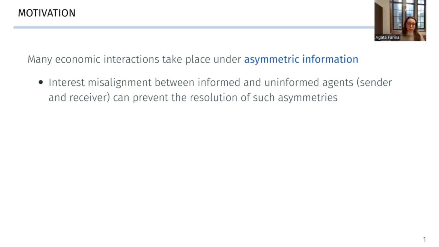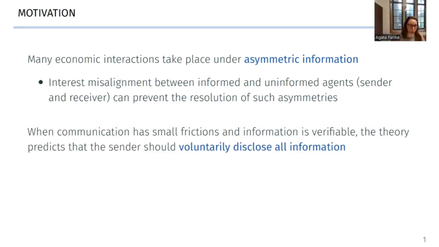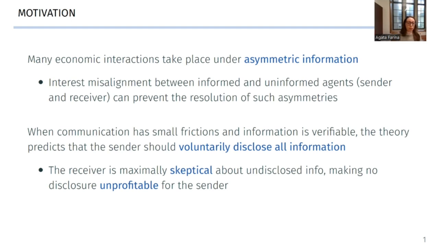Indeed, the willingness of the informed agents to exploit the information advantage can prevent the resolution of the asymmetries in the environment. However, there is a well-known theoretical result in economic theory that says that when communication has no friction and information is verifiable, the sender should be willing to voluntarily disclose all the information, resolving the asymmetry between the parties. The intuition behind this result is very simple.